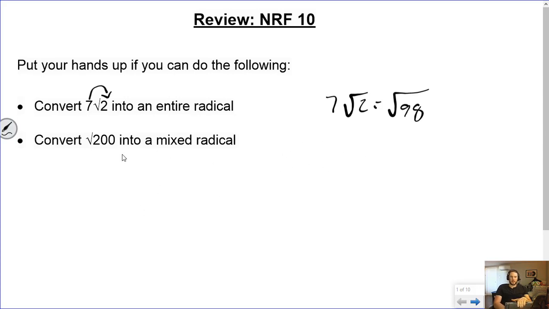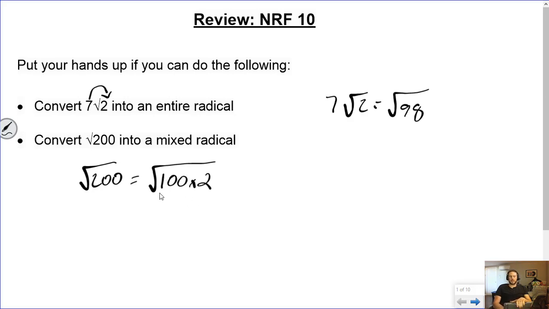And the other way, going the other direction, for example, if I had the square root of 200 and I asked you to write it as a mixed radical, what I'm asking you to do is write it as a two-piece thing where part of it is outside the radical and the other part is still underneath the radical. What we can do for these questions is take 200 and break it up into the largest perfect square we can. So for example, the square root of 200 is equal to the square root of 100 times 2.